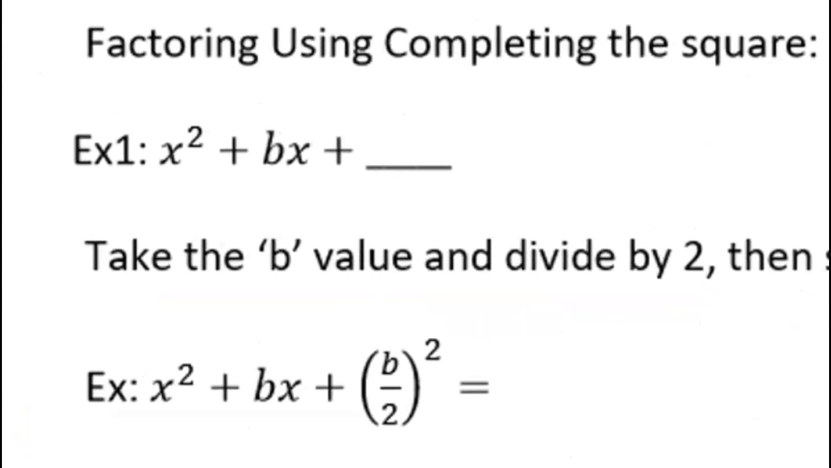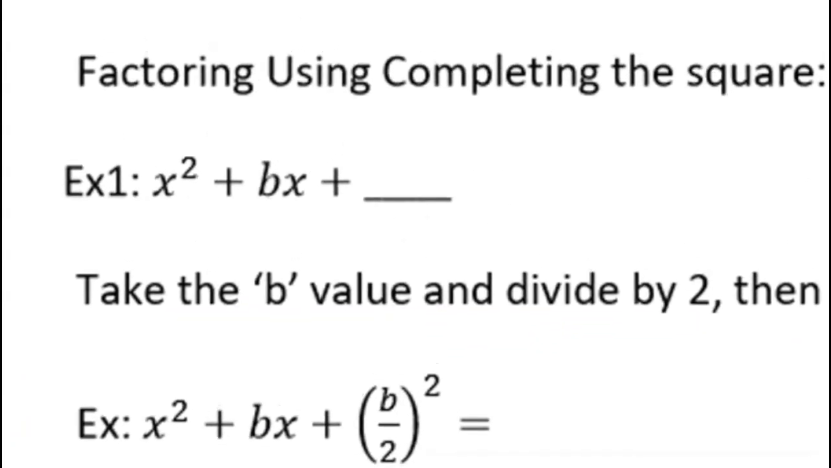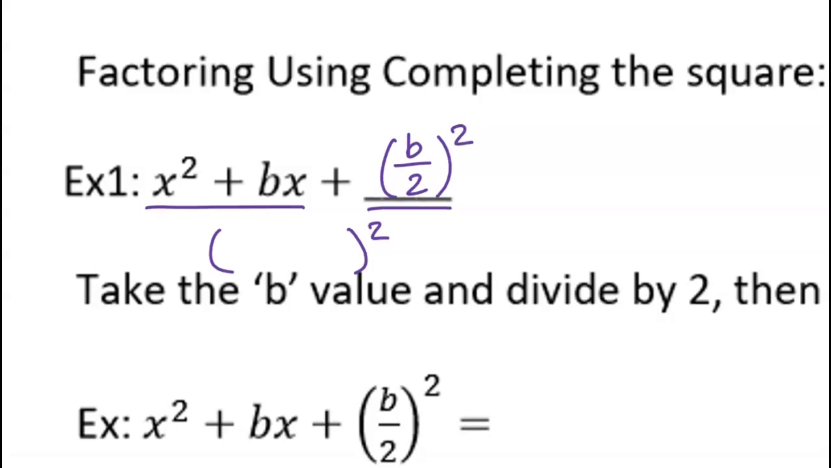So if I'm looking at this little example here, x squared plus bx plus blank, the problem would give us these 2 values, x squared plus bx. And we need to add this blank in so that this can be factored into a perfect square. Now the way that we do this is we add in the value (b divided by 2) squared.